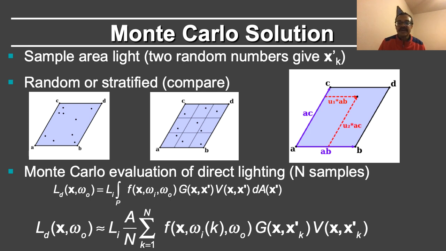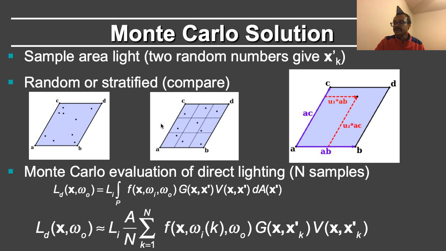We discussed several different ways in which you can sample the light source. One approach is to do random sampling, where you just use your random number generator to pick a distance along AB, a distance along AC, and then combine them together. That will just give you a number of random samples on the source, but they will not be distributed evenly.